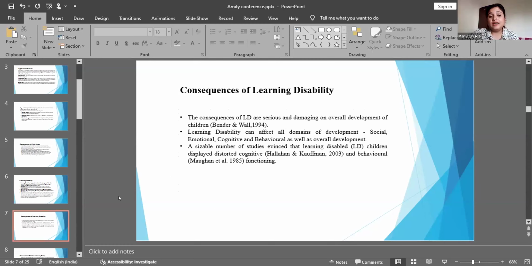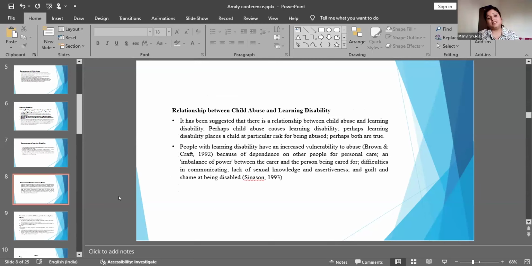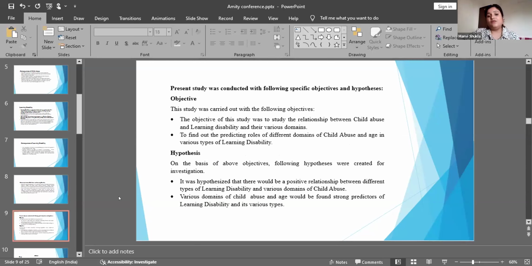A sizable number of studies evidence that learning disabled children display distorted cognitive and behavioral functioning. It has been suggested that there is a relationship between child abuse and learning disability. Perhaps child abuse causes learning disability, perhaps learning disability places a child at particular risk for being abused. Perhaps both are true. People with learning disability have an increased vulnerability to abuse because of dependence on other people for personal care, an imbalance of power between the carer and the person being cared for, difficulties in communicating, lack of sexual knowledge and assertiveness, and guilt and shame of being disabled.